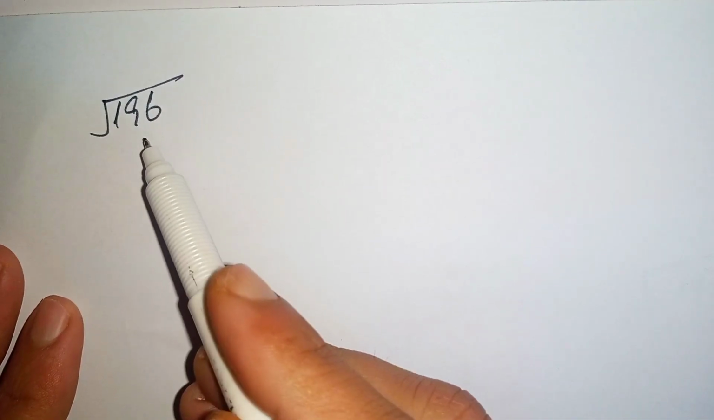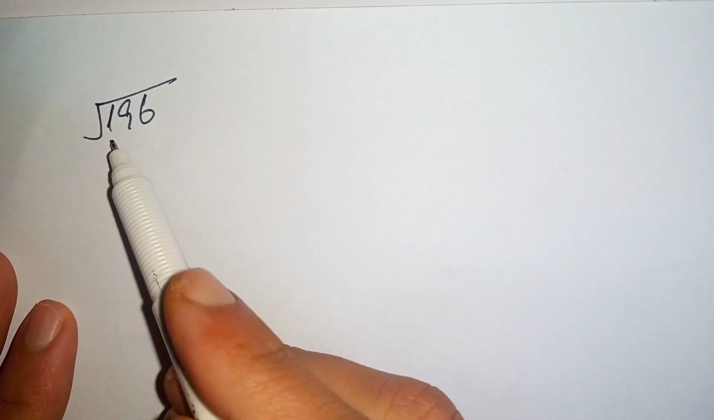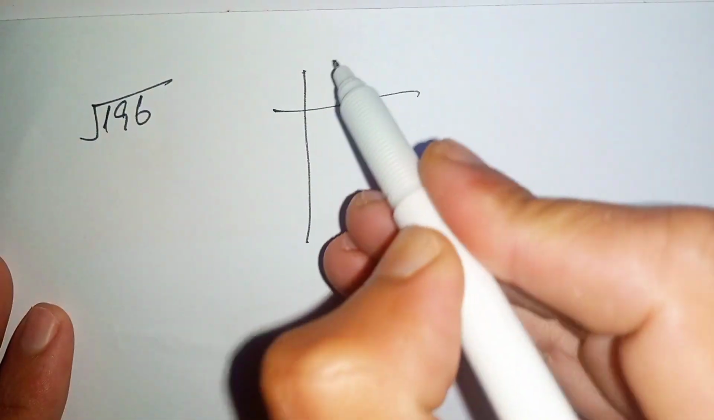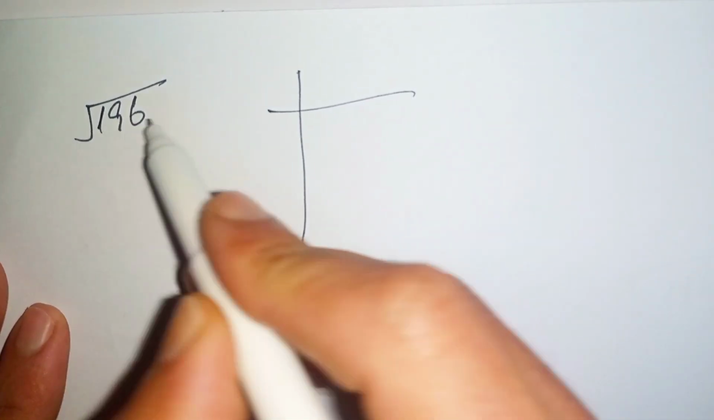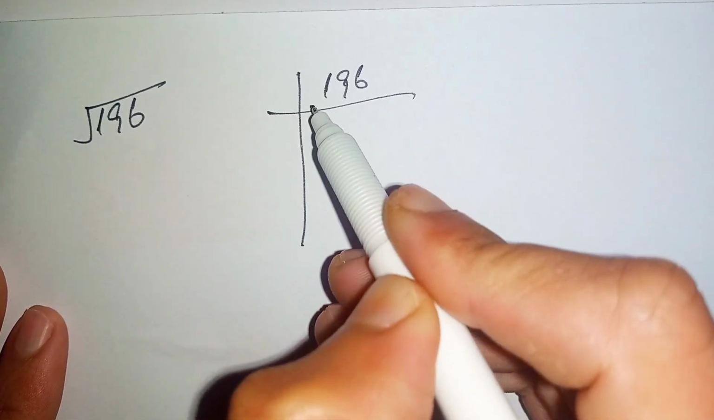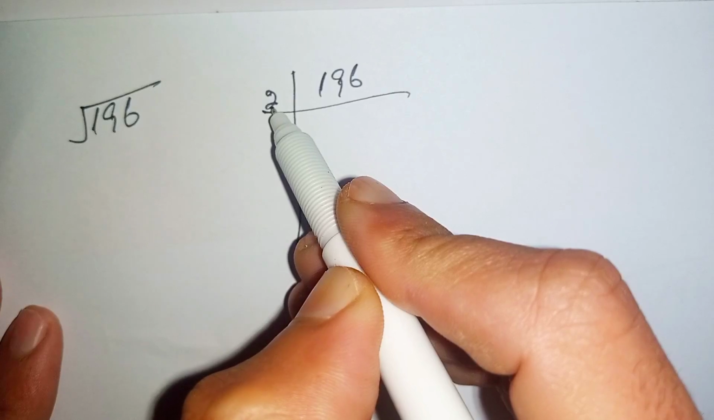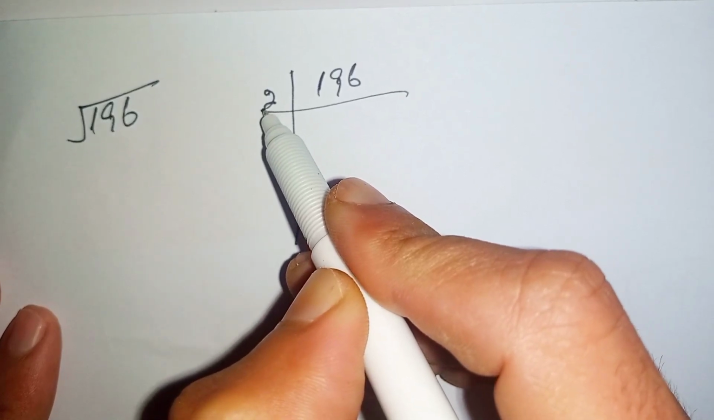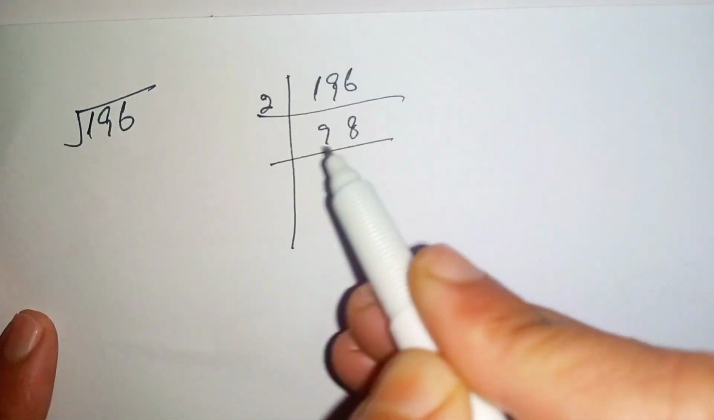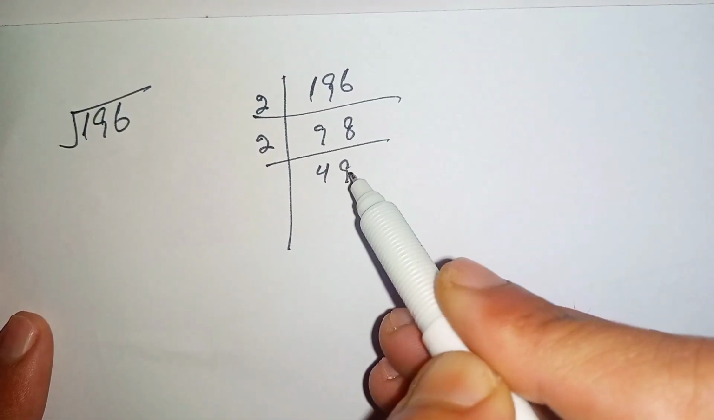Here is another example in which we are finding the square root of a number which is a perfect square, just like 196. So again we will use the prime factorization method to find the square root of 196. So 196 is divisible by 2. We will divide 196 by the prime number 2. So 2 times 98 is 196 and 2 times 49 is 98.